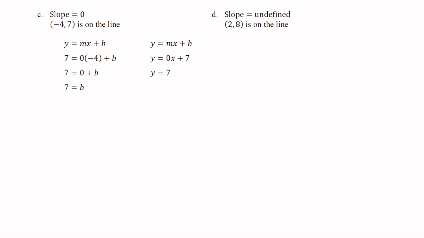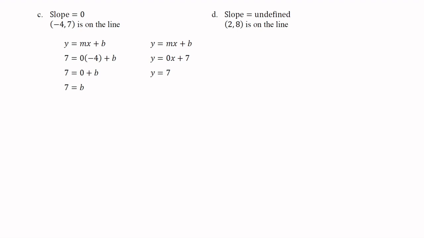In this example, our slope is undefined, and our point is (2, 8). Well, we can't plug an undefined slope into slope-intercept form, but the information that we do have gives us enough to be able to write the equation of the line.